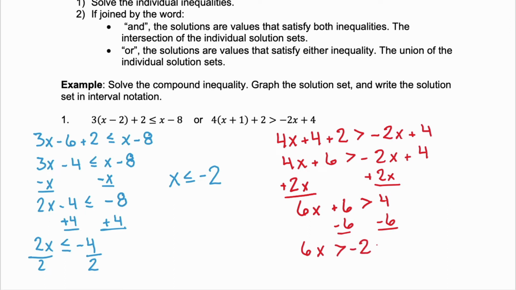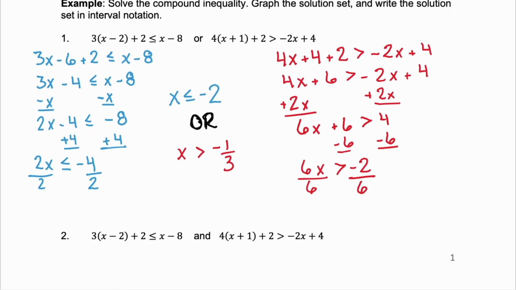than -2. We need to divide by 6 to isolate that x, and we have x is greater than -2/6 or -1/3. And notice that we have an or. Okay, we're not going to concentrate on that or just yet. What we want to do is graph these on the same number line to start. So let's draw our number line, put our two important values on there, which are -2 and -1/3.